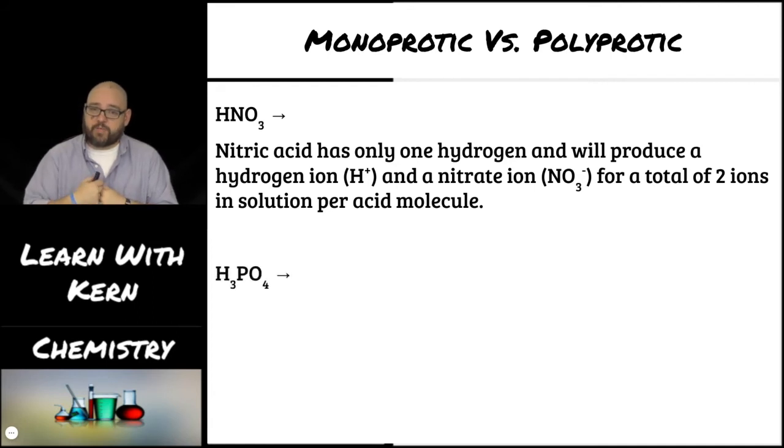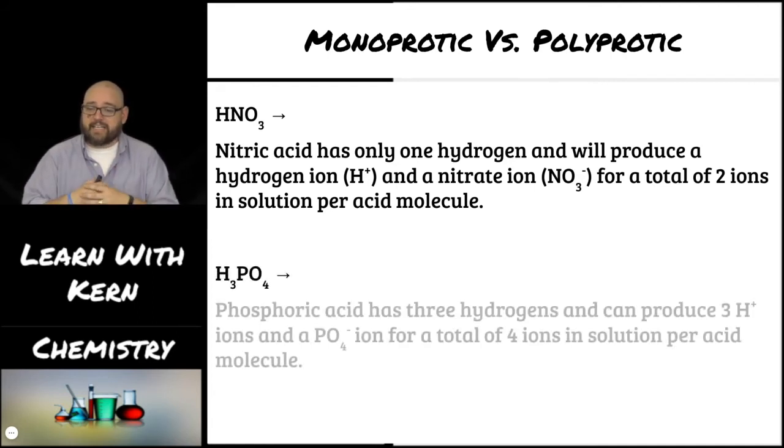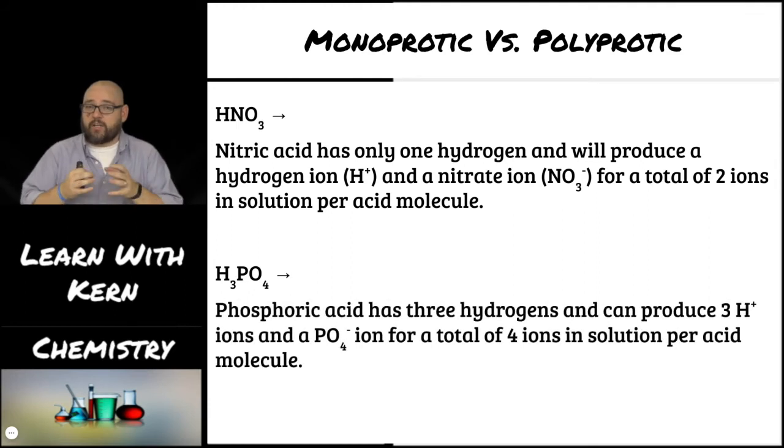Whereas something like H3PO4, phosphoric acid, has three hydrogens. So if it were to donate all three of those hydrogens, you're going to get 4 total ions in solution for every molecule of H3PO4. You're going to get 3 hydrogen ions and 1 phosphate ion. And so that's 4 total ions from this compound. Now, both nitric and phosphoric acid are weak acids and do not ionize completely, so that's not necessarily going to happen, but I just want to give you the concept of how many ions could be produced for each of those molecules.